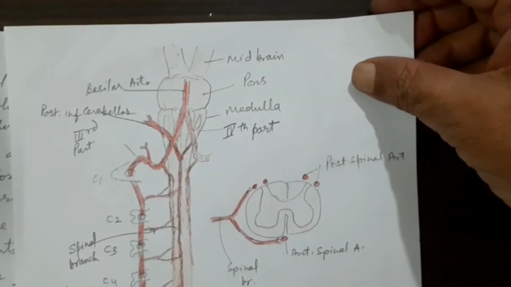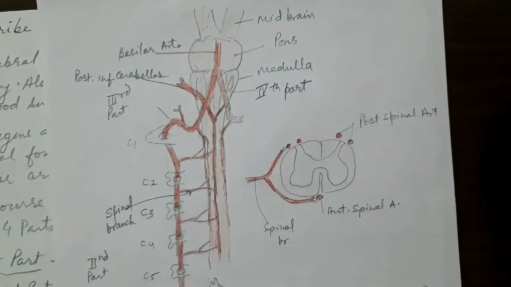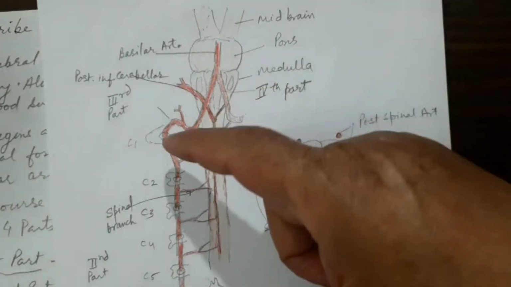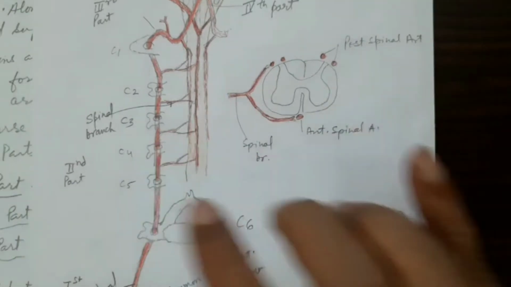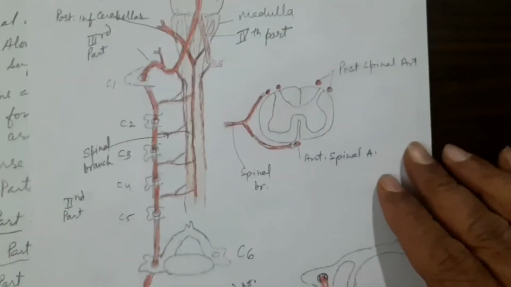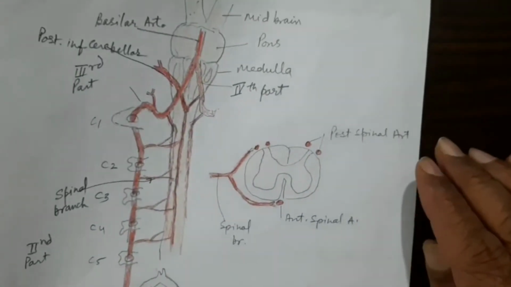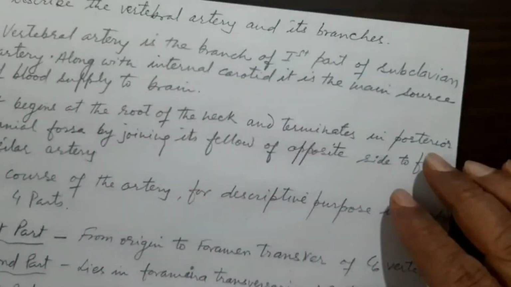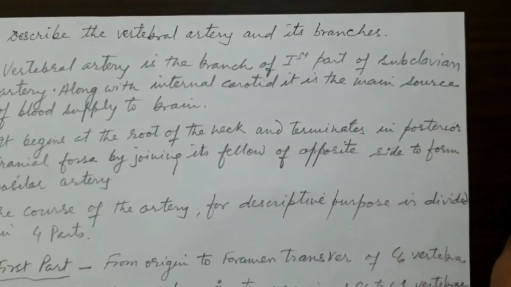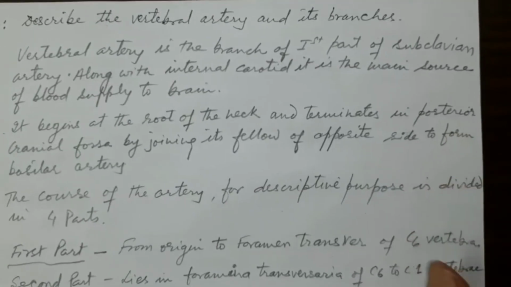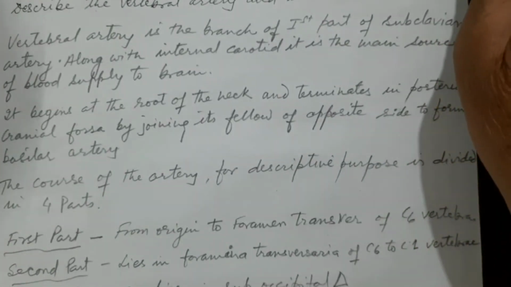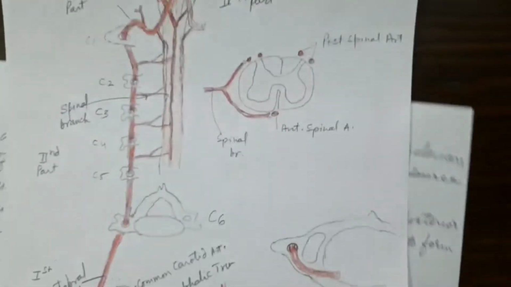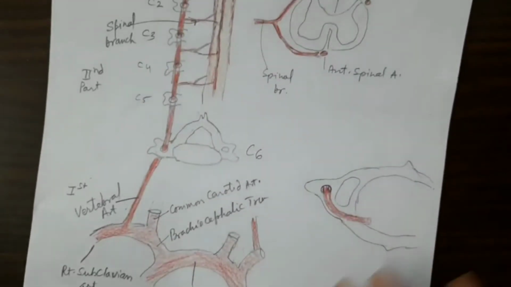It is quite a long artery, and since it is a long artery, it is well protected within the foramina transversaria of the transverse processes of the cervical vertebrae from C6 to C1. But remember that this artery does not pass through the foramen transversarium of the 7th. It is not going through the 7th. Let us come to the branches of the vertebral artery.